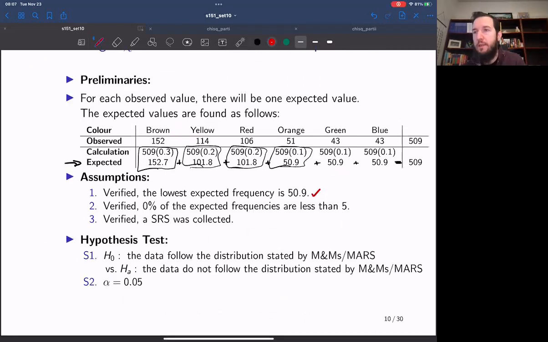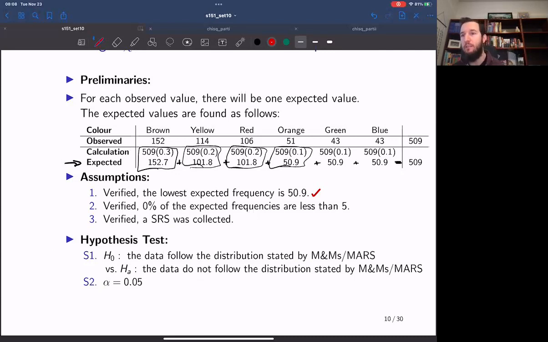What this means is that you have to determine what 20% of the number of different outcomes is equal to. So we have six different outcomes in this particular data set: brown, yellow, red, orange, green, and blue. We expect that 20% of the six outcomes is going to be greater than five in terms of the expected value. Now, in this situation, you can see that, again, the lowest expected quantity is 50.9.